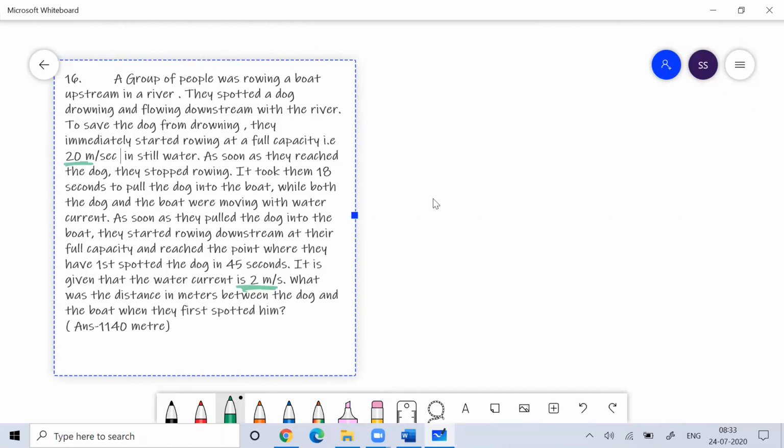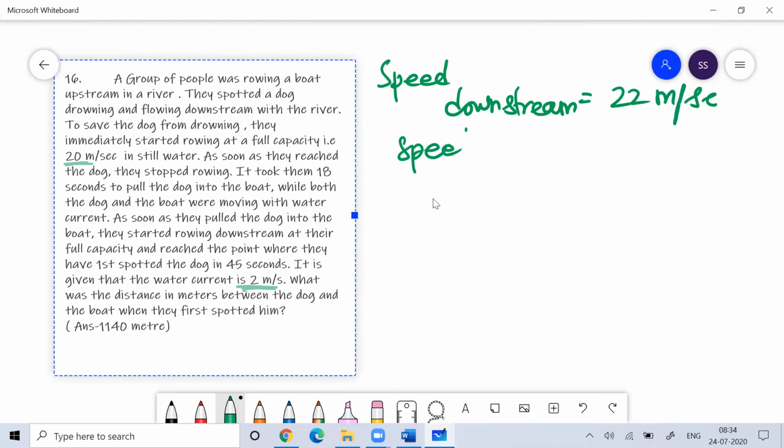Okay, so you can understand the speed in downstream would be 22 meter per second, and the speed in upstream would be 18 meter per second. Okay, you can understand this.